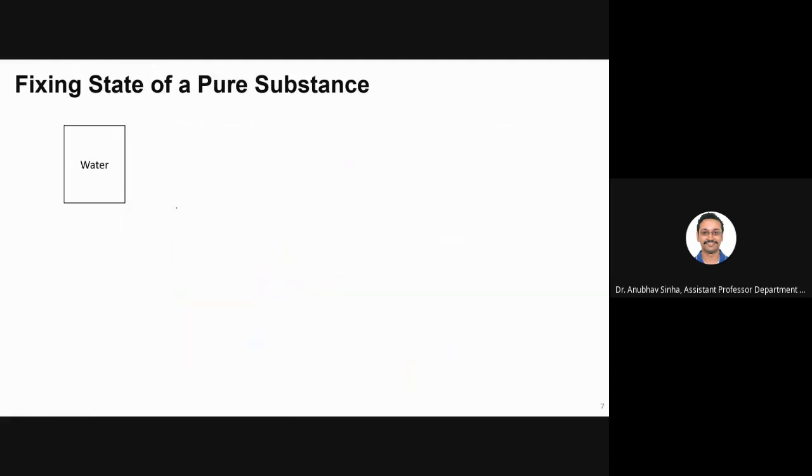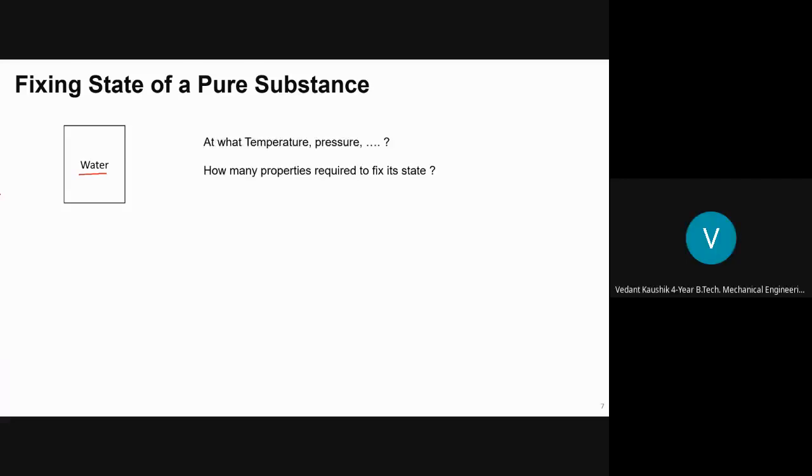Okay. Now, I want to fix the state. Earlier, if you remember, we talked about Gibbs phase rule, which we are going to discuss in a little bit more detail now. Let us say I have water in a container. How many properties do I need to fix the state of water? Anyone want to guess? Sir, two. Two intensive properties. Okay, correct.